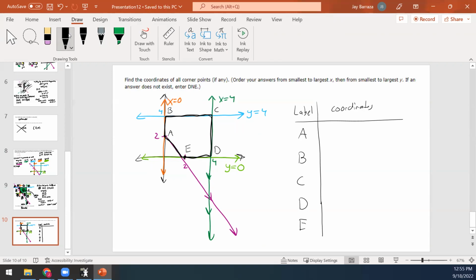So this one right here is the y-intercept, so 0, 2. Okay. B is the y-intercept 0, 4. C is when y equals 4 and x equals 4, so 4, 4. D is 4, 0. And then E is 2, 0, like that. And those are the coordinates.